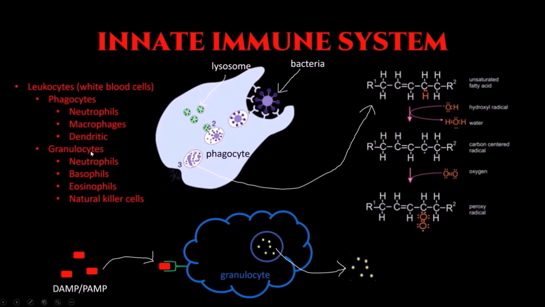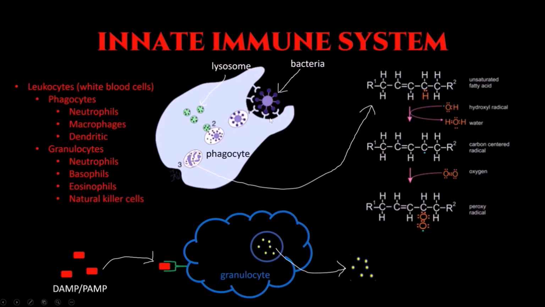The two particular types of white blood cells that are used by the innate immune system are phagocytes and granulocytes. Now, phagocytes are just cells that use a process called phagocytosis to destroy the pathogen. And phagocytosis is just a fancy term for basically eating or digesting a bacteria.